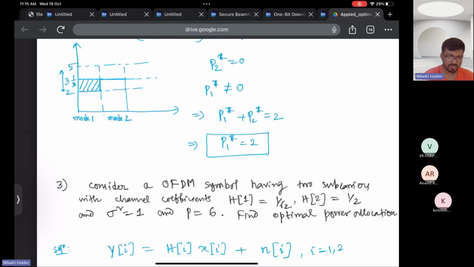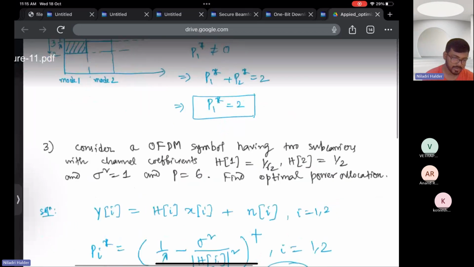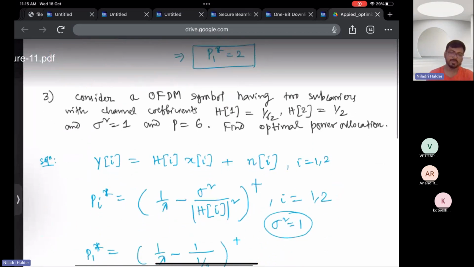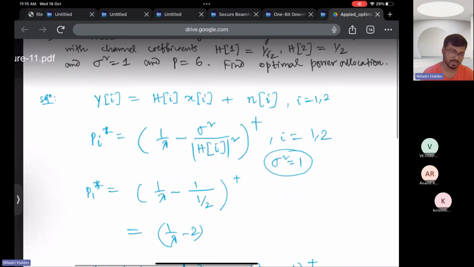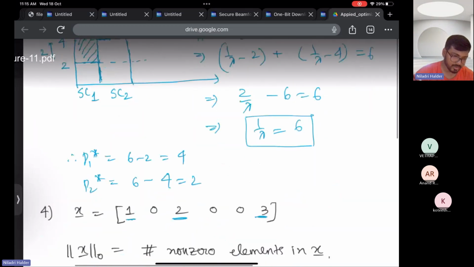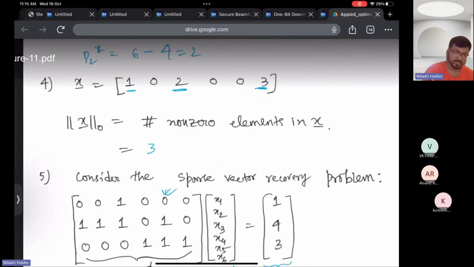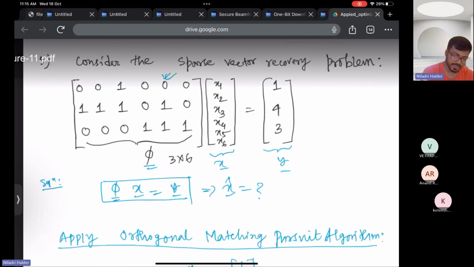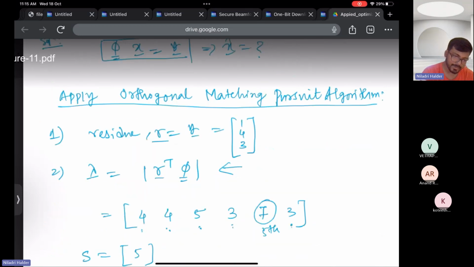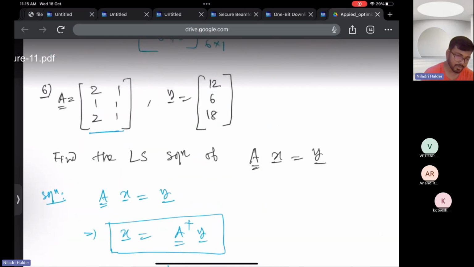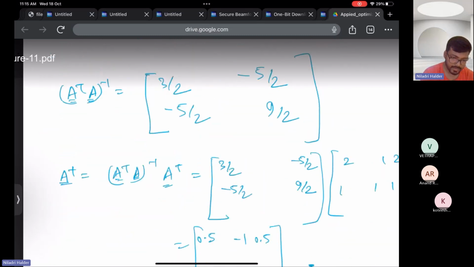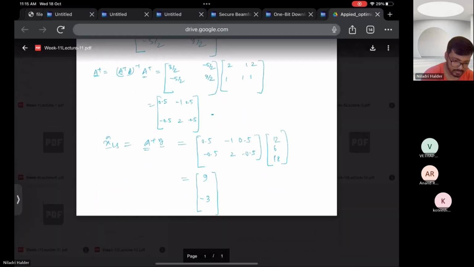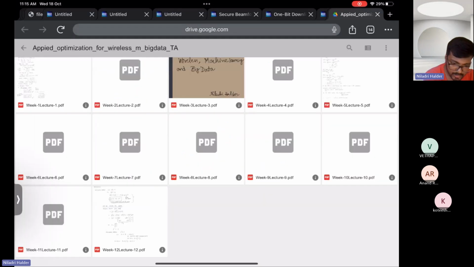There is one more question to go, because this type of question was already solved last class. Consider an OFDM symbol. Similarly for OFDM, the same questions apply, and solving is the same way. This is the L0 norm. The L0 norm is 3 here because there are 3 non-zero elements in the vector X. For the sparse channel estimation problem, the same problem is shown here again using the OMP, orthogonal matching pursuit algorithm, and this is the solution.